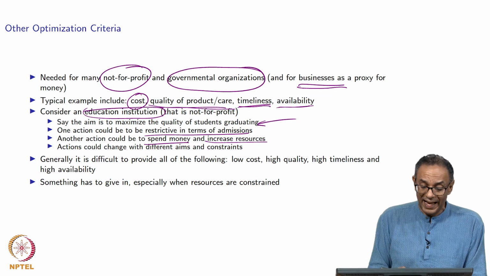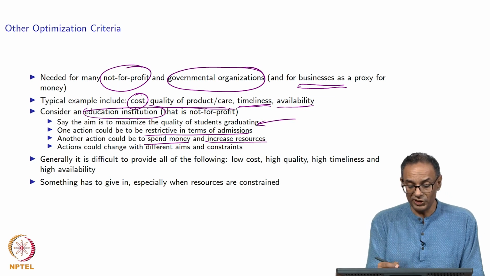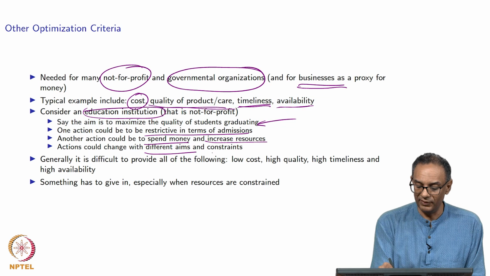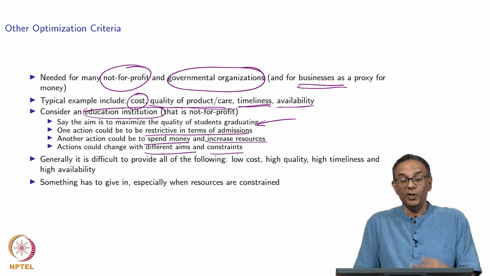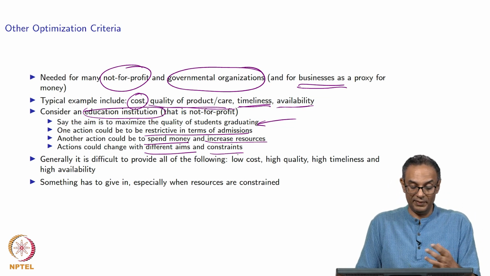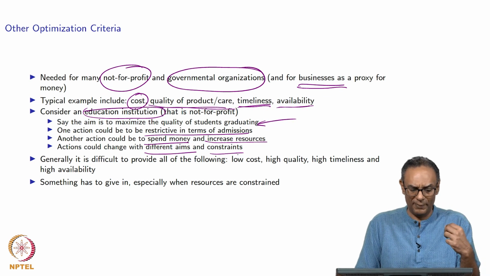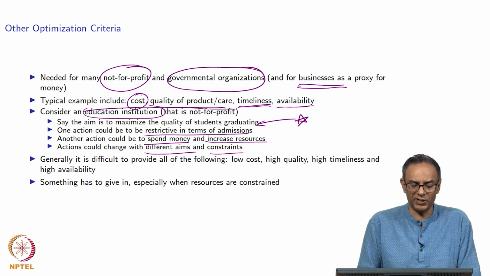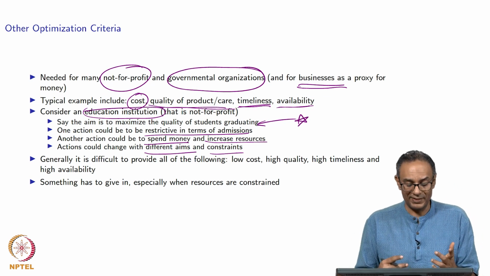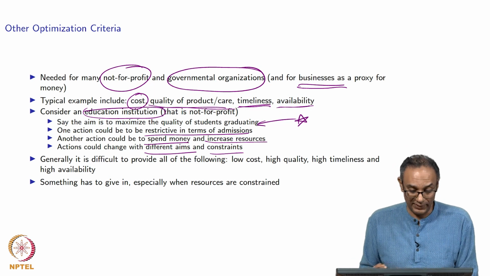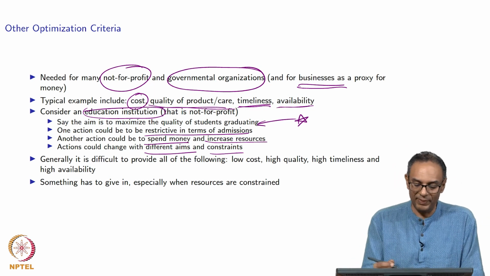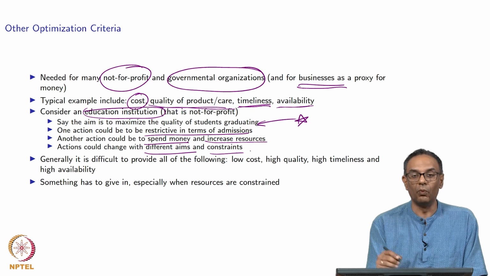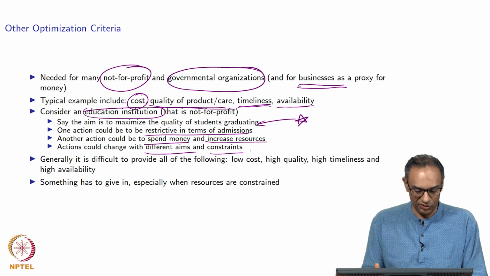Now, the actions could also change when your aims are different and your constraints are different. So it's very crucial. My point here is that it's very crucial to pick the right objective. That's why I said it's important to know what your aim is, what you're trying to maximize or minimize if it's a cost, and your actions, the best thing to do could really depend on what aims you have as well as what your constraints are.